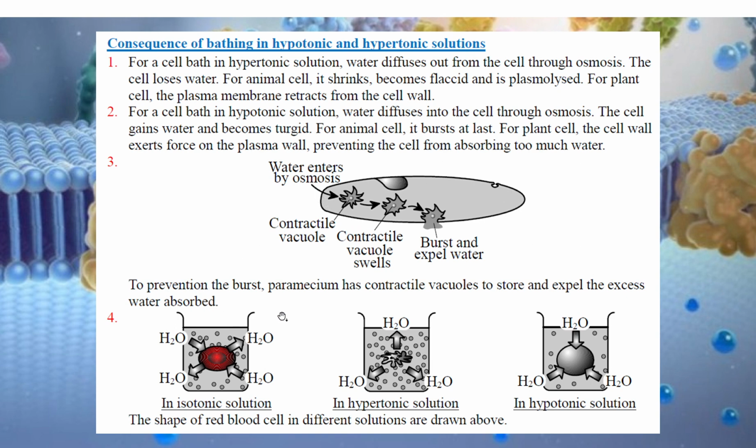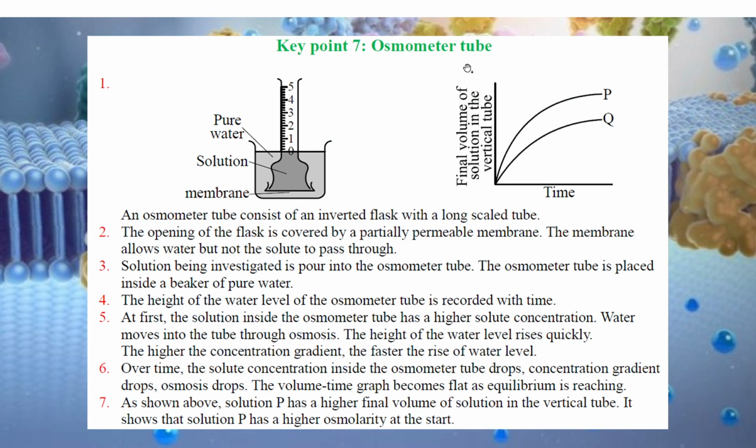And for living things, for example paramecium, it has a way to control the water content. It has a contractile vacuole to store and then expel the excess water absorbed, preventing the cell from bursting, killed by the hypotonic solution outside.